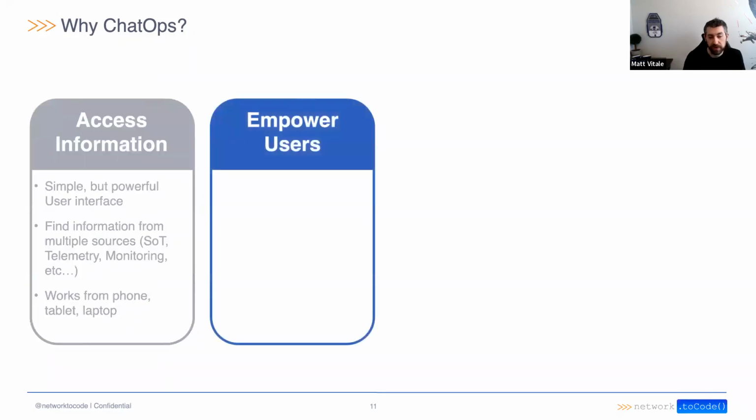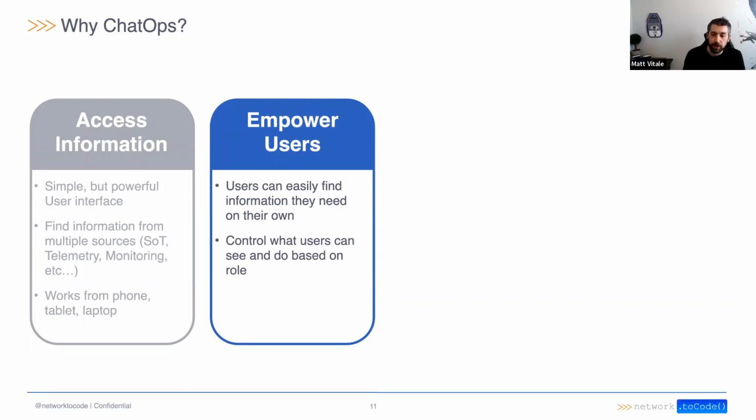Next, it empowers users. Users can easily find information on their own without needing to submit tickets or contact other departments. You can easily control what users can and can't see or do based on roles and permissions. It also allows users to make scripted, predefined changes in a controlled manner.